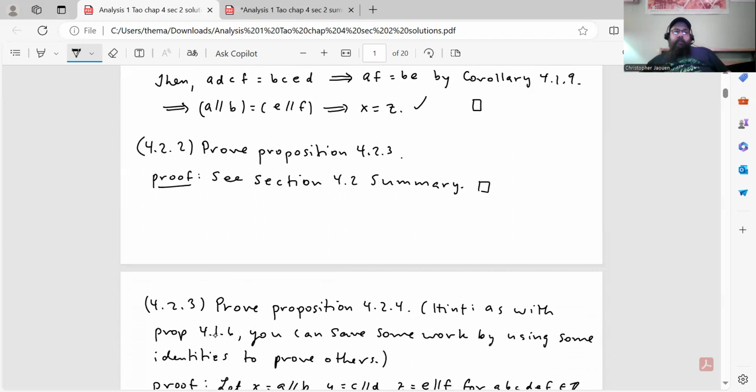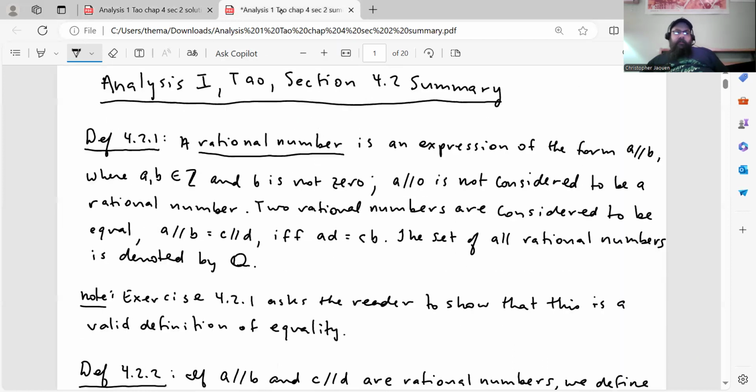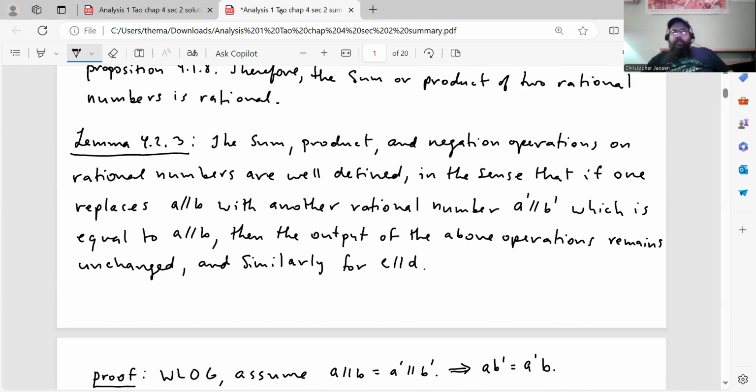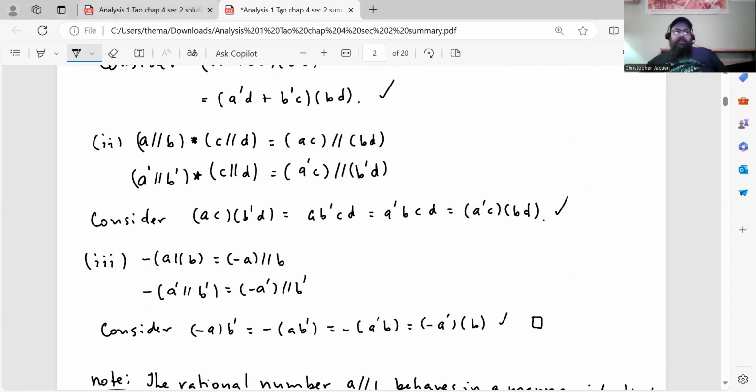All right. Next is 4.2.2, which Tao asks us to prove proposition 4.2.3, but I actually already did that in my summary for section 4.2. Let me just remind you of what that theorem was. 4.2.3 was this one, that the sum, product, and negation operations on rational numbers are well defined. So if you didn't see the last video, I proved that there, so I'm not going to do it again in the exercise set.